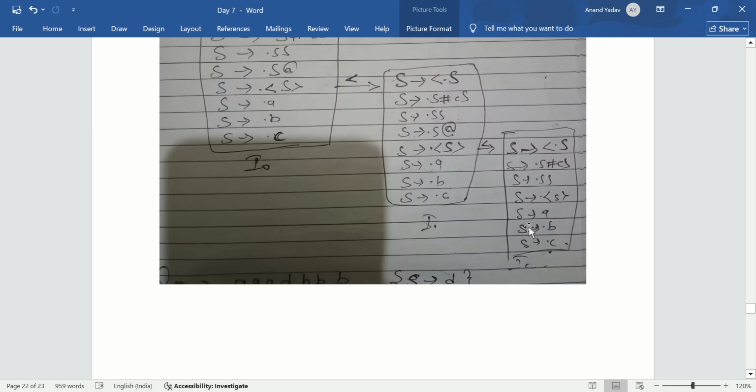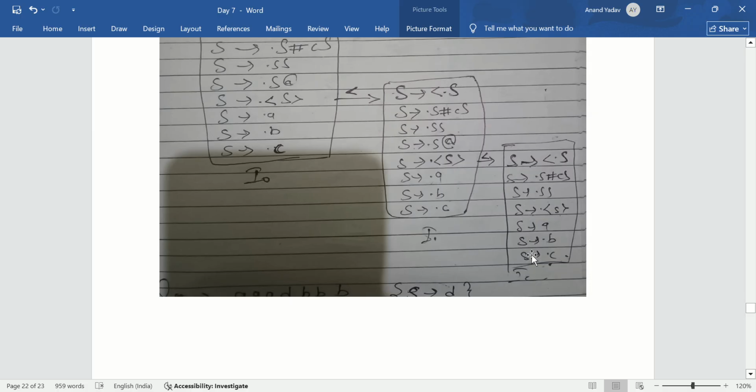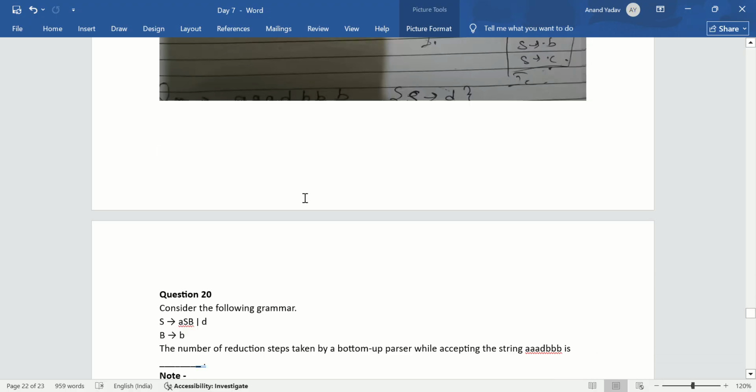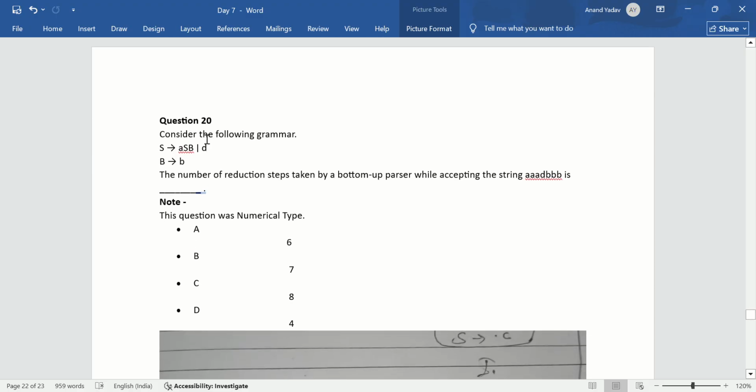So for this question the options are 3, 4, 4, 3, 6, 8 elements. So the total is 8 elements. Option A is correct for this question.